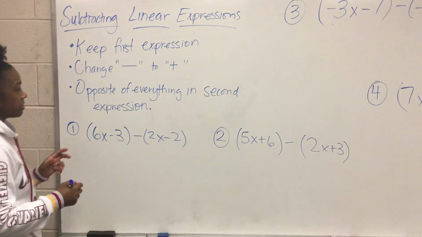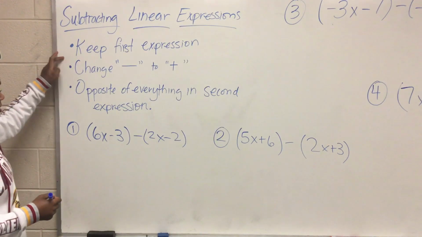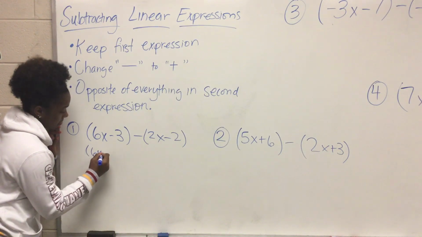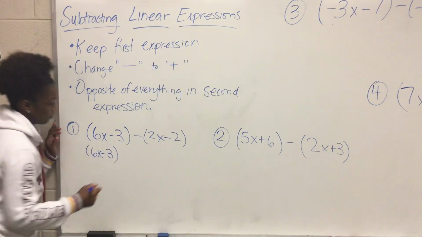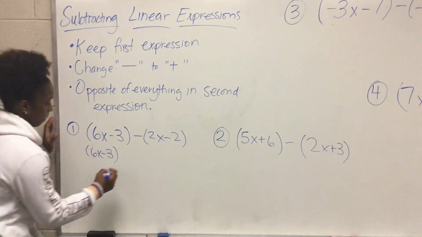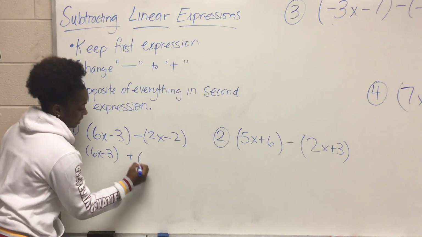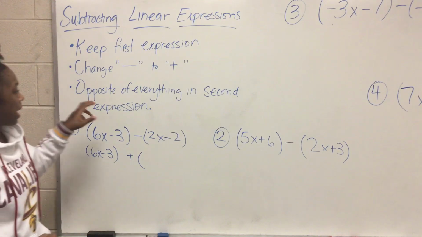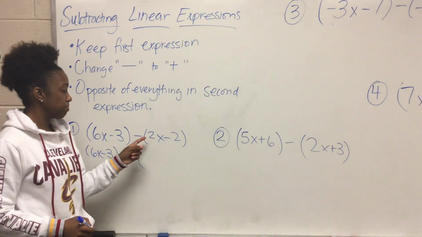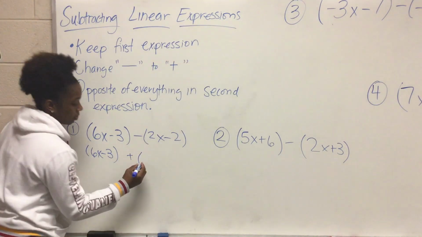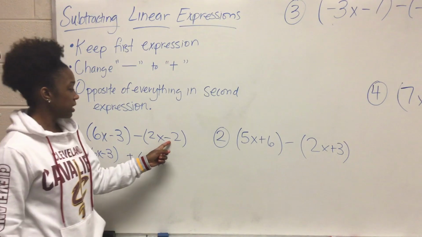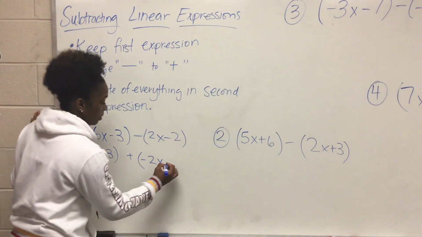So now, that is the first step. I want to keep the first expression. So that is 6x minus 3. Next step, I'm going to change the minus sign to a plus sign. And then this last step, I'm going to do the opposite of everything in the second expression. So if this 2x is positive, I'm going to make it negative. And this is minus 2, so I'm going to do plus 2.